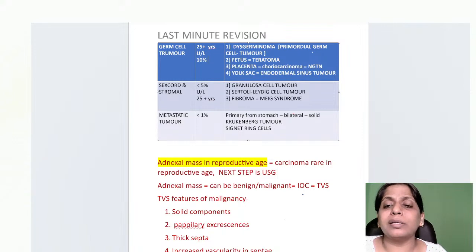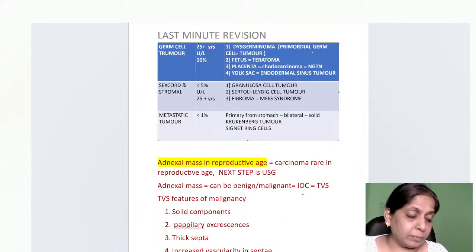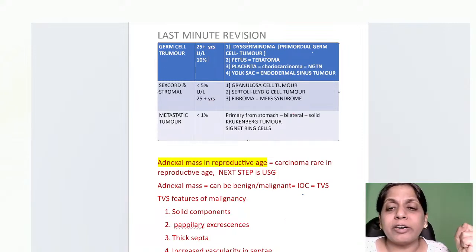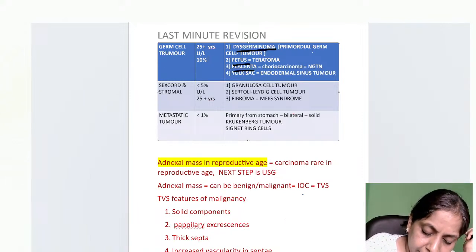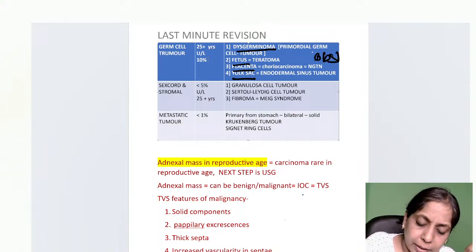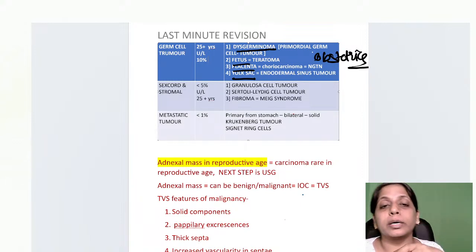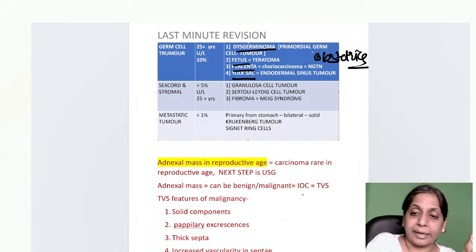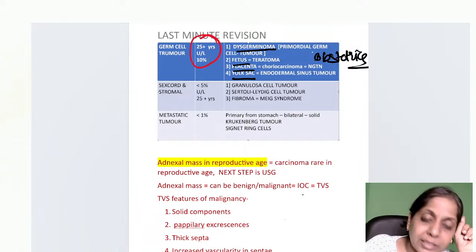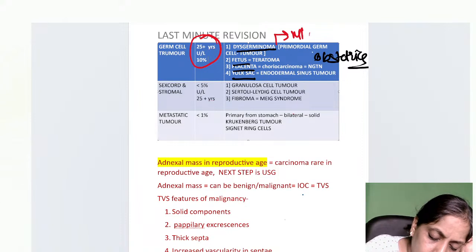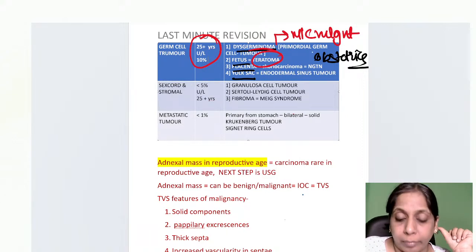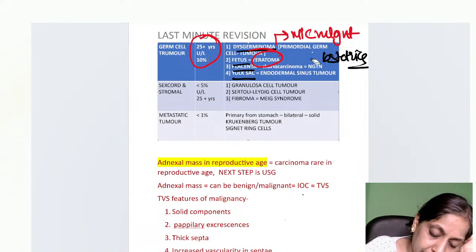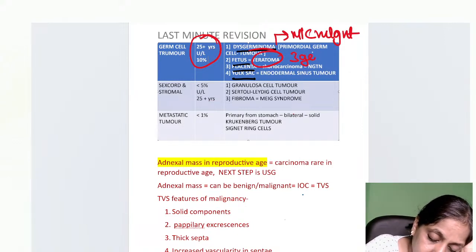Germ cell tumor, as I told you, what is a germ cell? Germ cell is the ovum. Ovum when fertilized makes a pregnancy. So all the terms related to pregnancy will be used: dysgerminoma, fetus, placenta, yolk cell. Whenever obstetric terms come here, it means that it is the germ cell tumor. Germ cell tumor occurs in the young age, and dysgerminoma is the most common malignant germ cell tumor, and the teratoma contains the three germ cell layers.